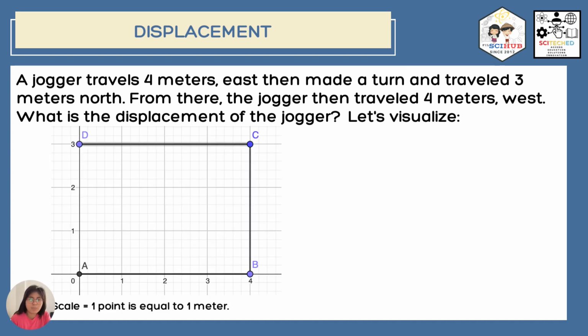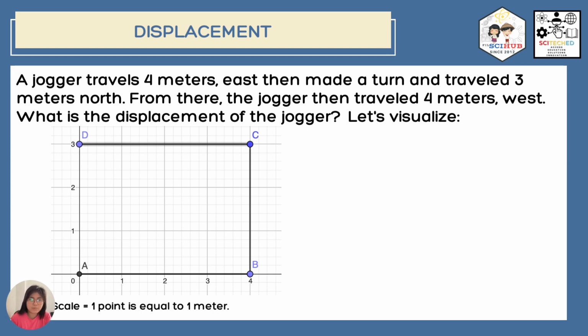So as you can see here, point A is the initial point. Point B would be the 4 meters east, because our scale is 1 point is equal to 1 meter. Point C is when the jogger traveled 3 meters north from point B. Then point D is traveling 4 meters west from point C.